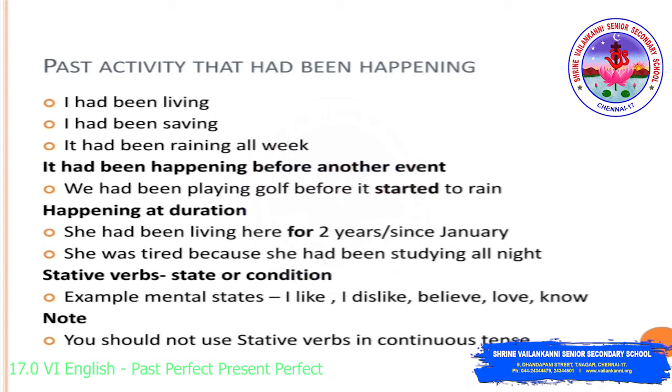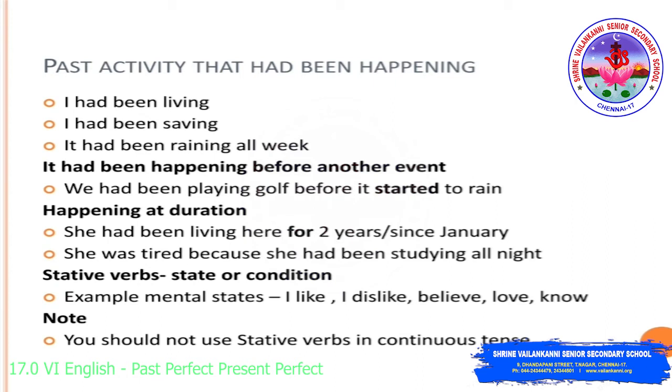Next, happening over a duration. She had been living here for 2 years. She had been living here since January. She was tired because she had been studying all night. Again, it's a duration.